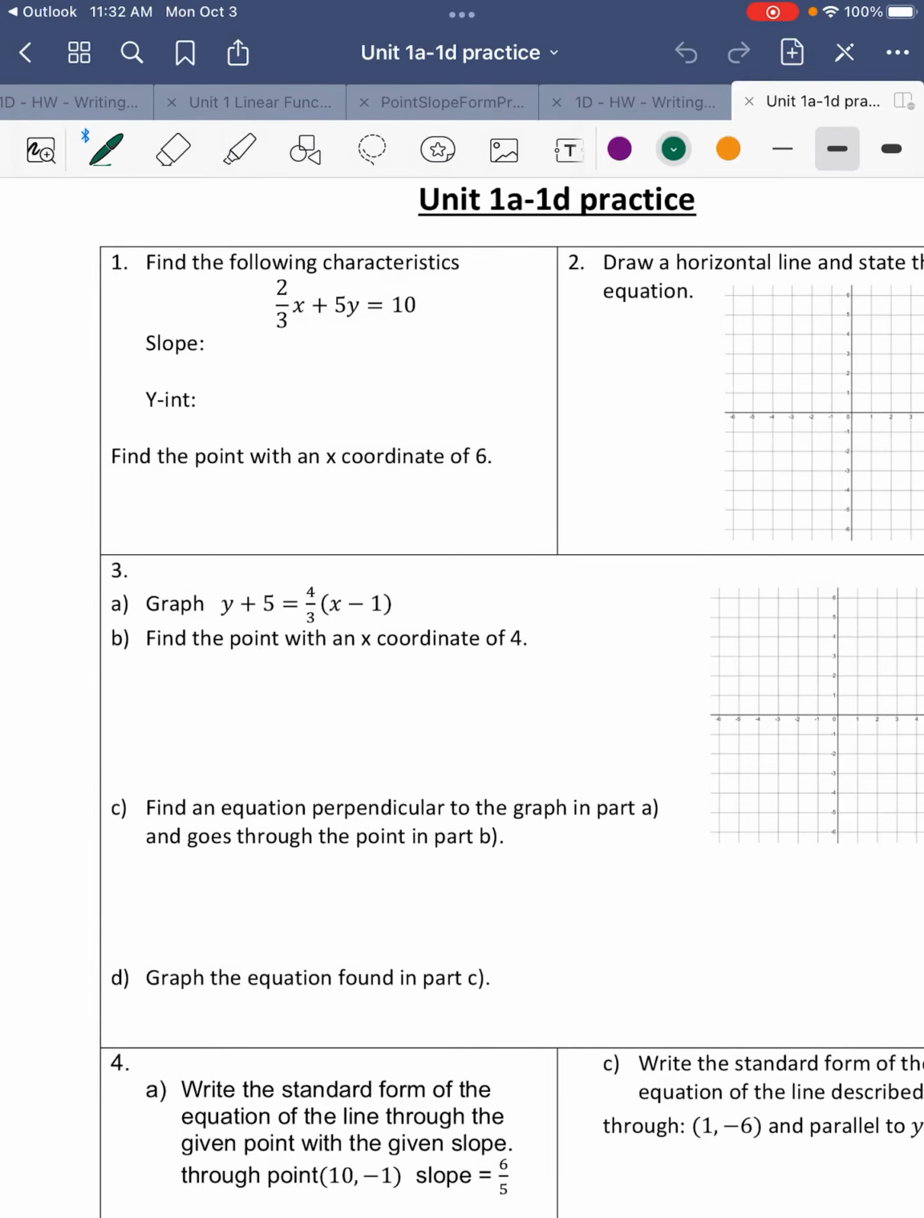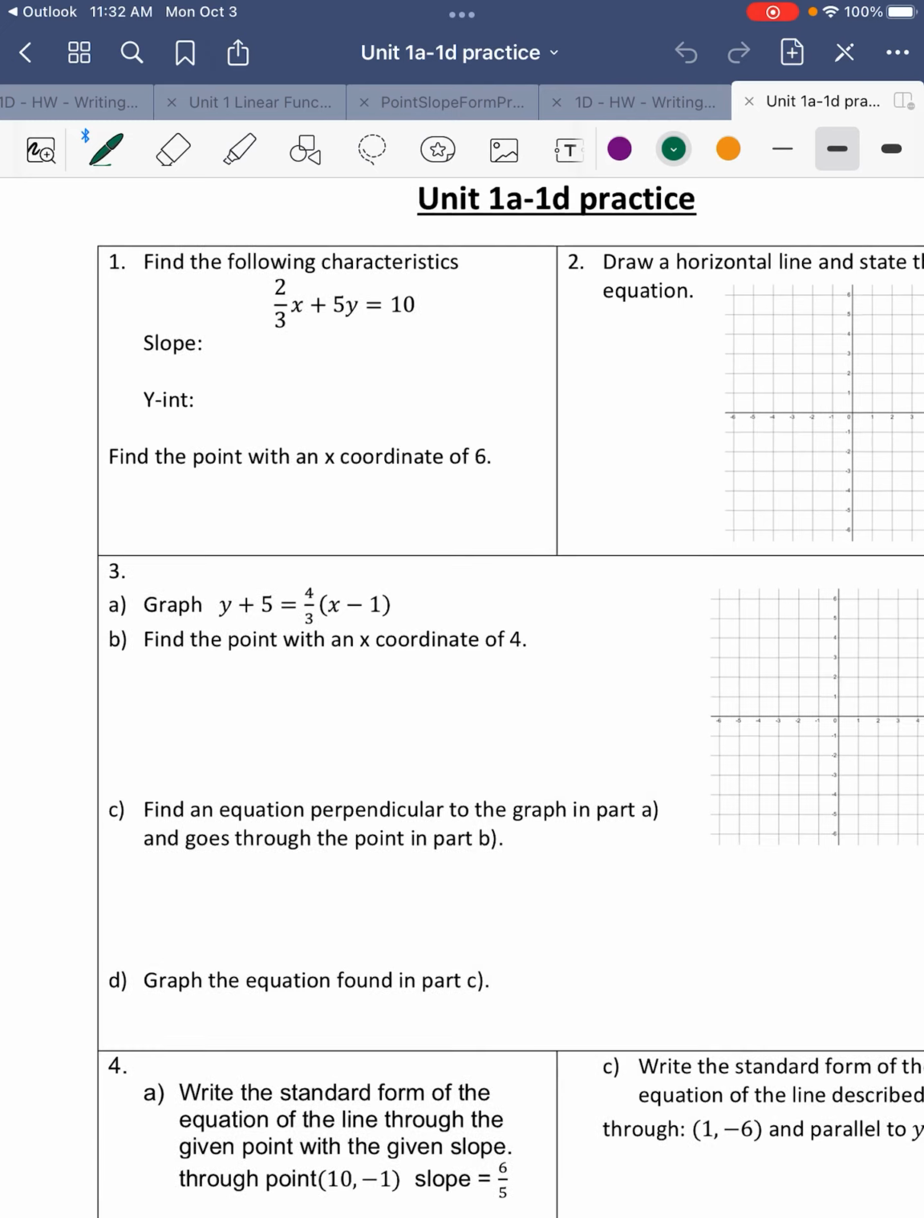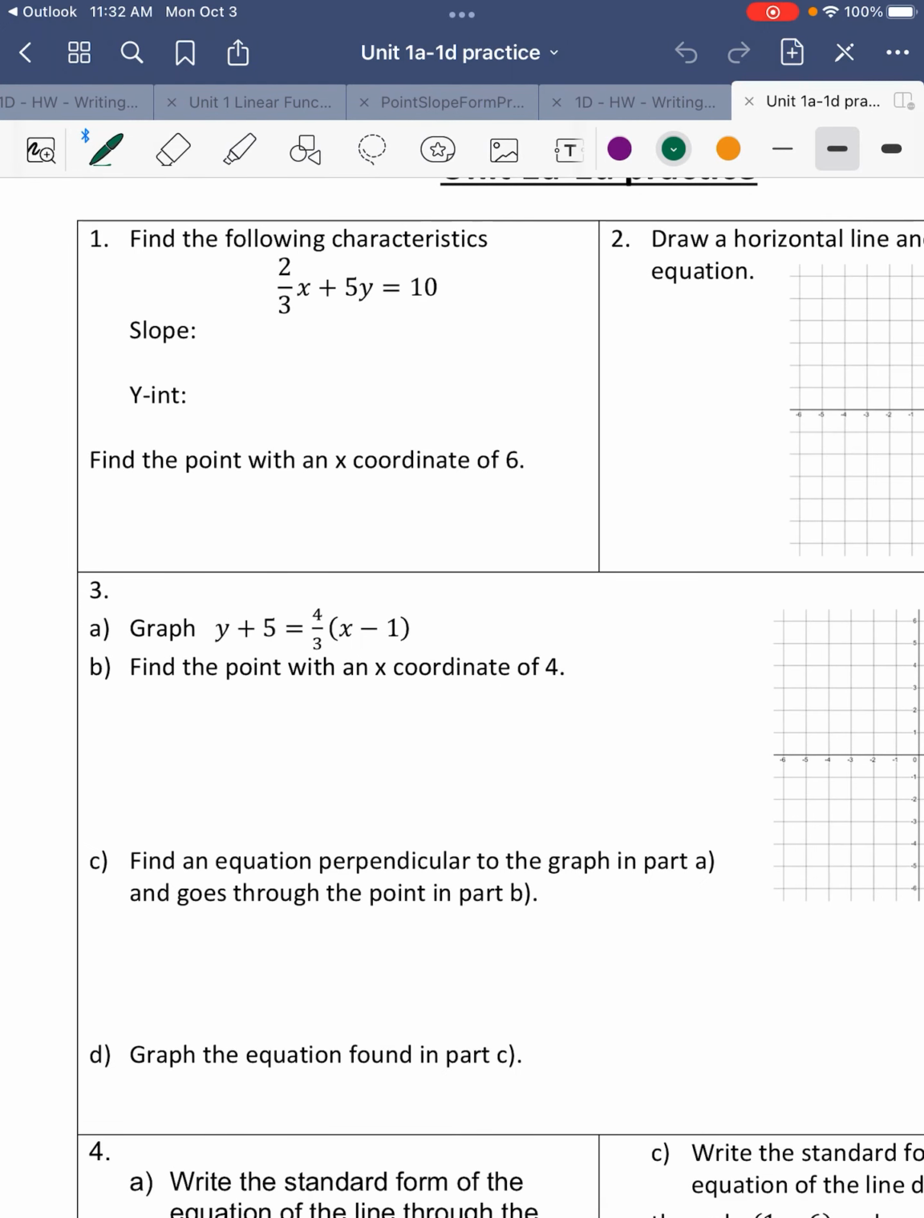All right, welcome to the 1a, b, c, and d practice. For each one of these, we're going to have to do something with an equation. Pull out the slope of it, or y-intercept, or find a perpendicular slope or parallel slope, or draw the graph. So let's get started. Number one, following the characteristics.